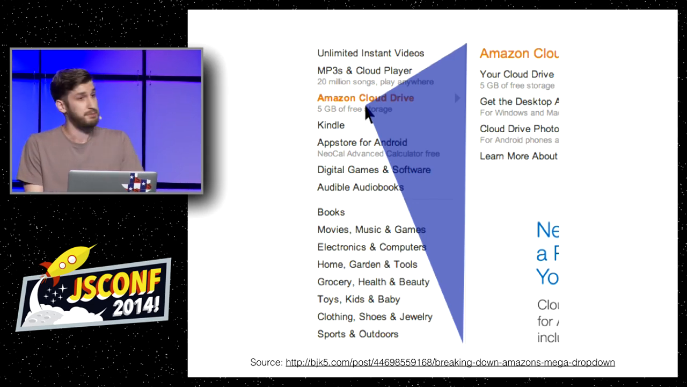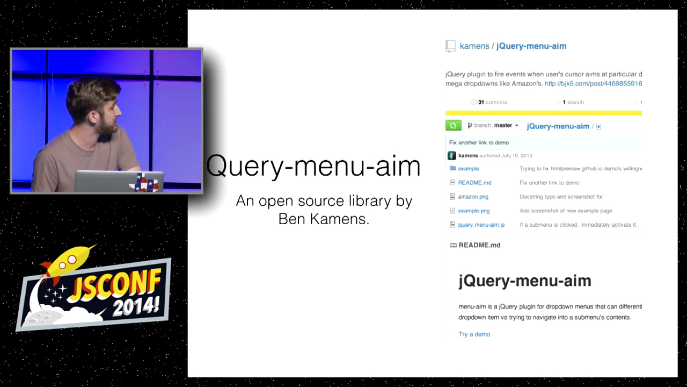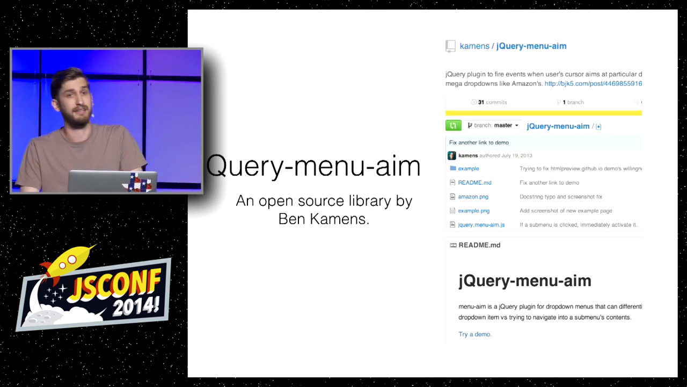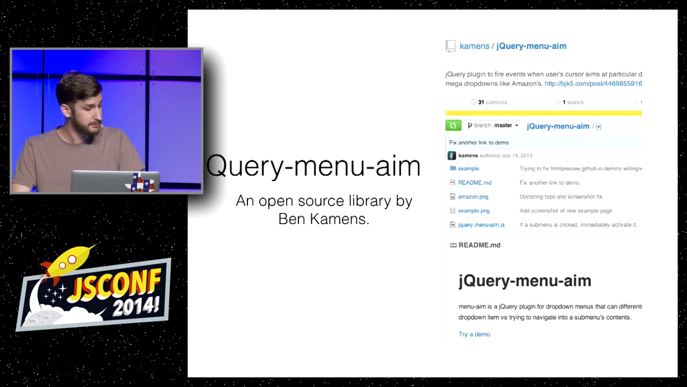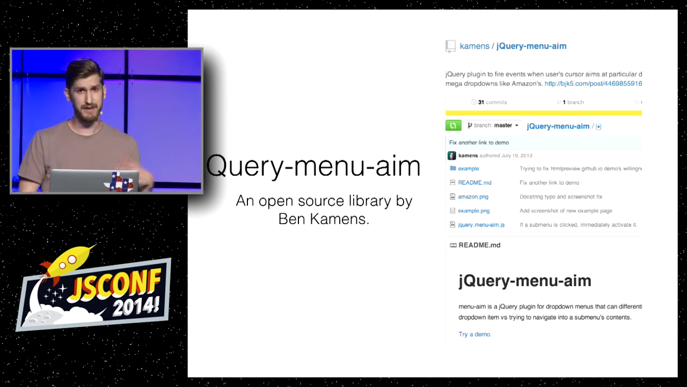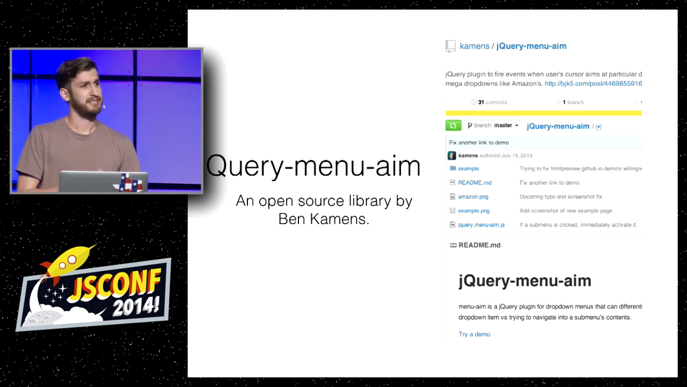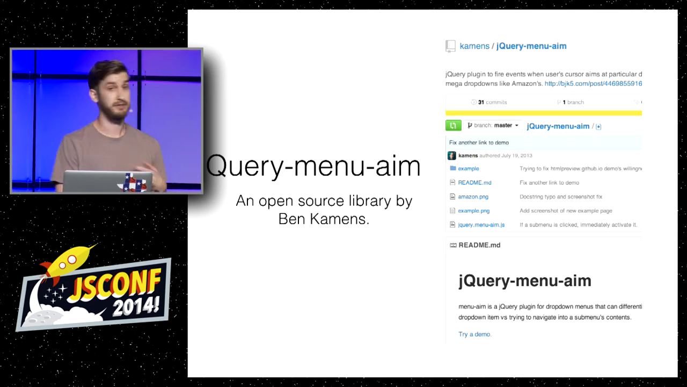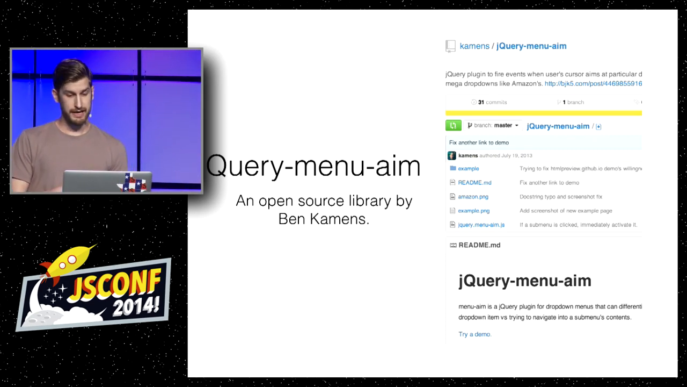The algorithm that I summed up for you lives in a project called jQuery Menu Aim, which is also written by Ben Kamens and introduced in that Breaking Down Amazon's Mega Dropdown blog. The algorithm itself in JavaScript is probably around 40 lines of code with copious amounts of white space and comments, so it's something that you can consume really easily if you want to go and read it.